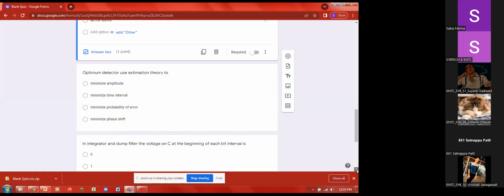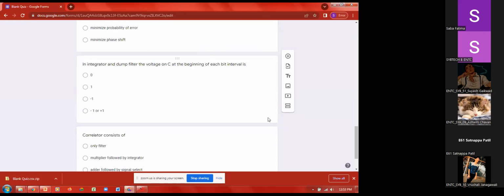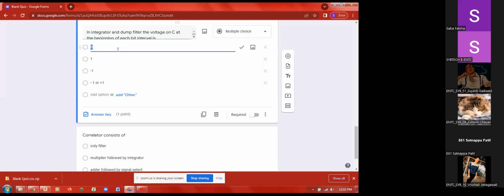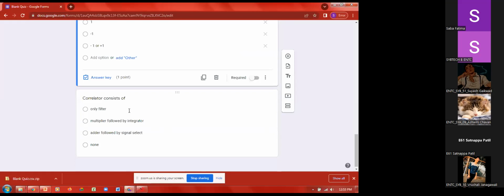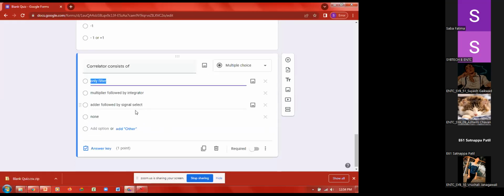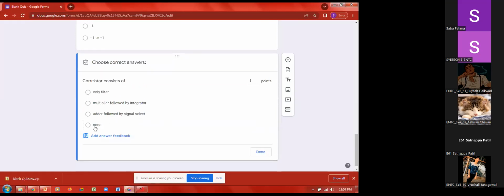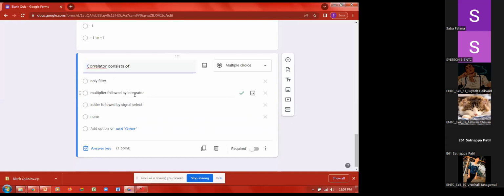Then in the integrate and dump filter, the voltage on the capacitor C at the beginning of each bit interval is 0. We need to discharge the capacitor. How are we going to discharge it? By closing, or turning on, switch 1. The next one, correlator. I did not give the answer for this, I'm so sorry. Correlator consists of a multiplier followed by an integrator.